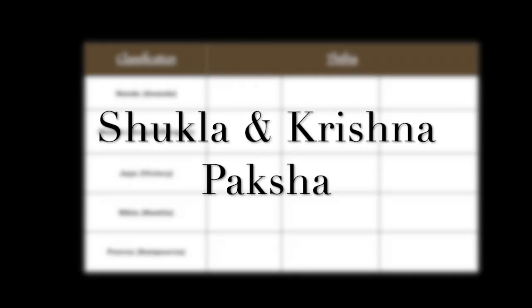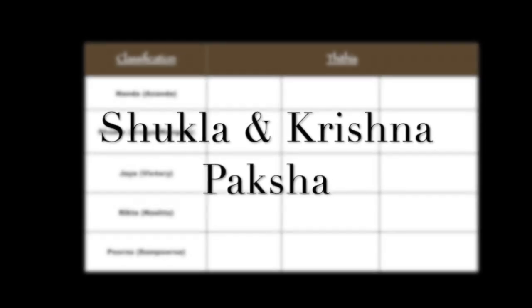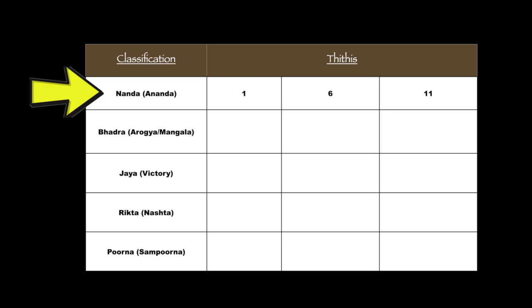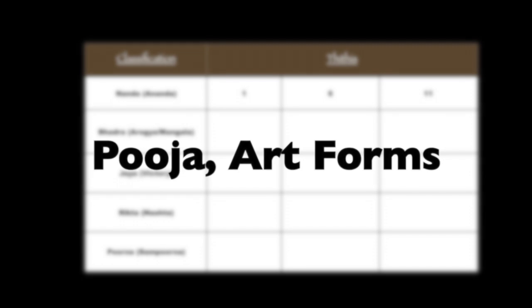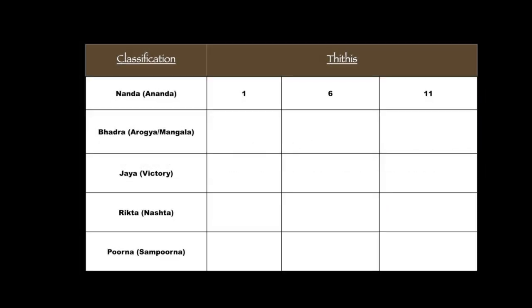Tithi is further classified into five main categories: Nanda, Bhadra, Jaya, Rikta, and Purna. This classification is applicable to Shukla and Krishna Pakshas as well. Pratipada, Shashti, and Ekadashi are called Nanda Tithis. Pujas and entertainment activities that bring joy are favorable in Nanda Tithis. For instance, art forms such as dance and music.